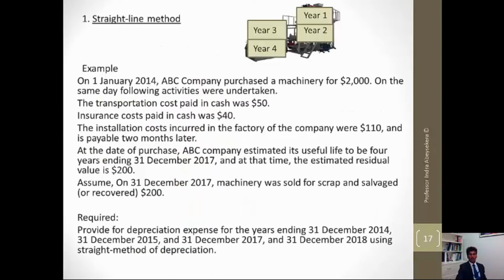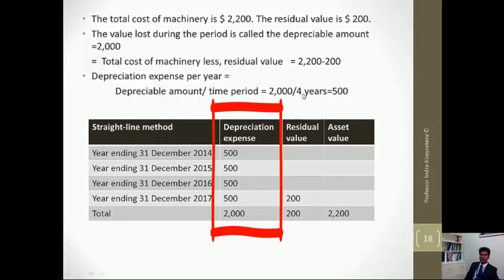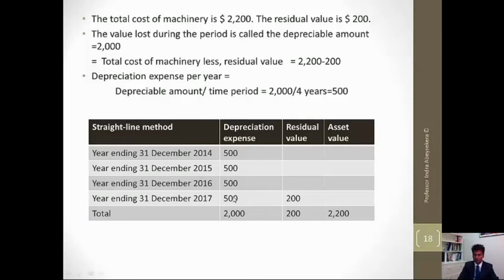Let's take an example. Here's the straight line method. Asset value decreases in equal amounts over the period. Asset value is 2,200, residual value or salvage value is 200, and the depreciable amount is 2,000. Useful life is 4 years. Every year that asset will decrease by 500. This is called the straight line method, equal amounts.